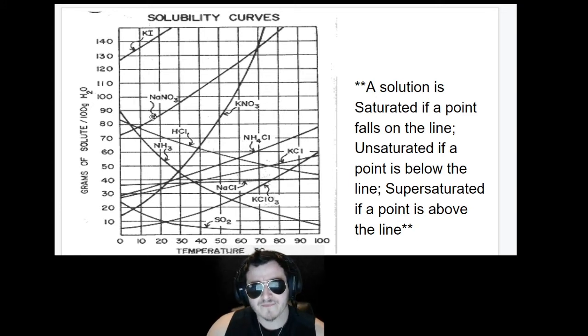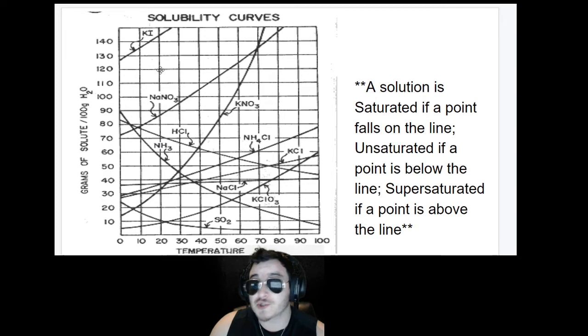But either way, this line represents a saturated solution. So let's look at NaNO3 right here. Let's say at about 20 degrees Celsius, it can dissolve about 87 grams or so. If you're following my cursor here, it looks like it's a little past 85, but certainly below 90. So I'm going to say 87, right? If I dissolved 87 grams of NaNO3 at 20 degrees Celsius, that's a saturated solution. If I dissolved anything less, well, that's an unsaturated solution.